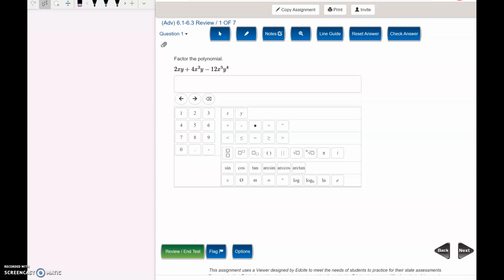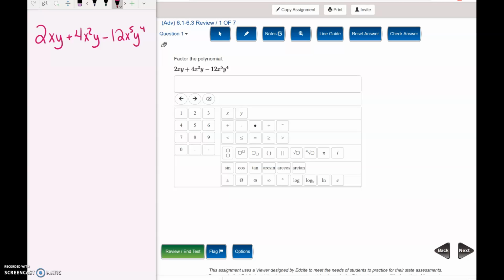Okay, we're going to go through the 6.1 to 6.3 review for advanced algebra. The first problem, we need to factor 2xy plus 4x squared y minus 12x to the fifth y to the fourth, and enter that answer using the math keyboard. So you definitely need to practice this one. So first I've got 2xy plus 4x squared y minus 12x to the fifth y to the fourth.